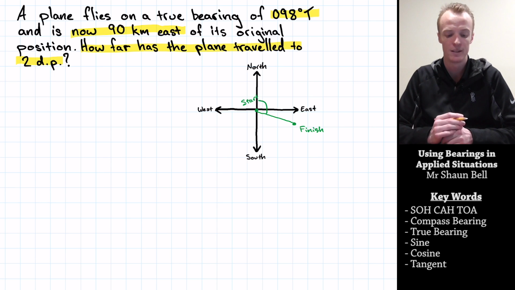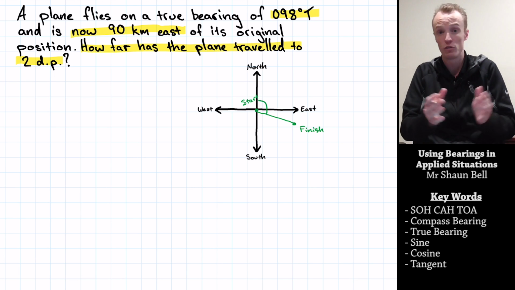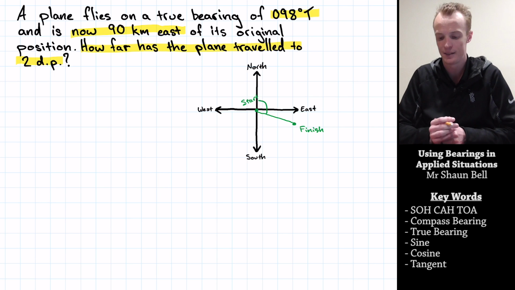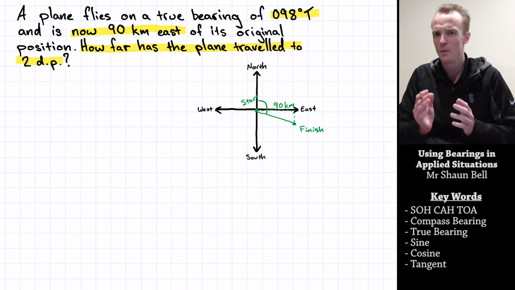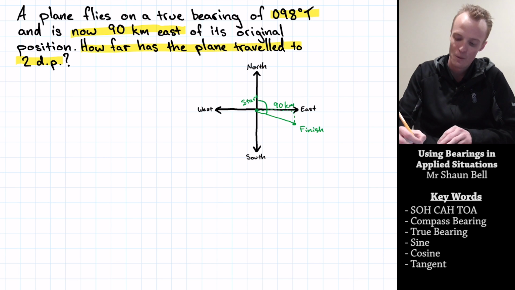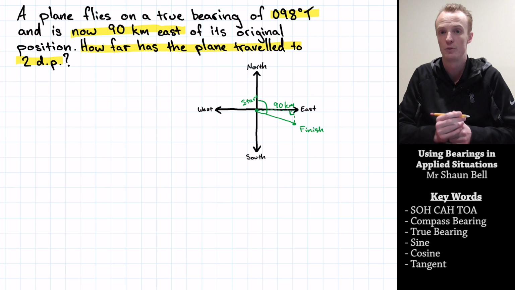But the next thing it's told us is it's now 90 kilometers east of its original position. Now the wording of this is very important. It's 90 kilometers east. It hasn't travelled 90 kilometers, it's 90 kilometers east. Now I've drawn my east direction just here. So what it's actually telling us is that this side here of the triangle I just drew is 90 kilometers long. And what do we know about this triangle? Well, we know that this angle here is a right angle. So we've just drawn ourselves a right angle triangle.